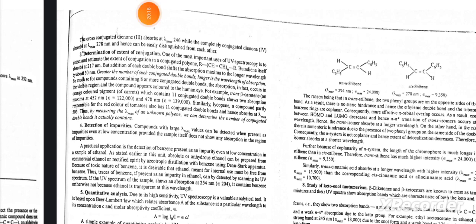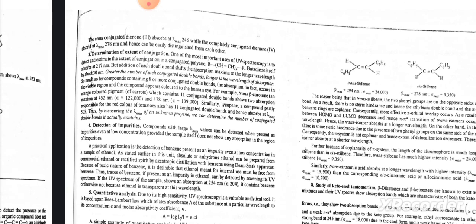So for compounds containing 8 or more conjugated double bonds, the absorption in fact occurs in the visible region and the compound appears colored to the human eye. For example, trans beta carotene, the orange color pigment of carrots, which contains 11 conjugated double bonds, shows two absorption maxima at 452 nanometers and 478 nanometers.